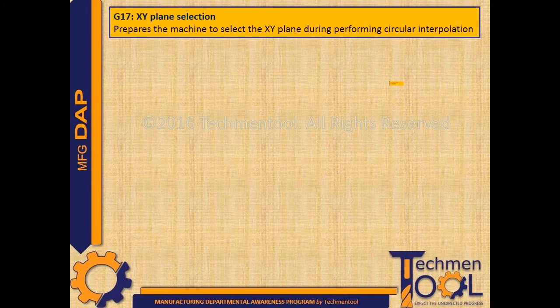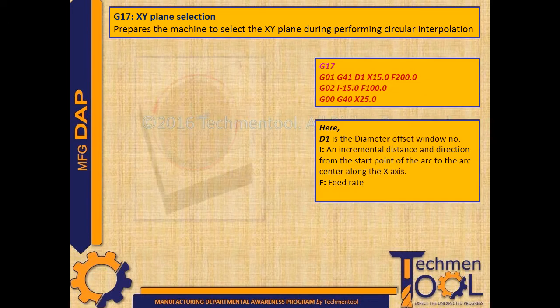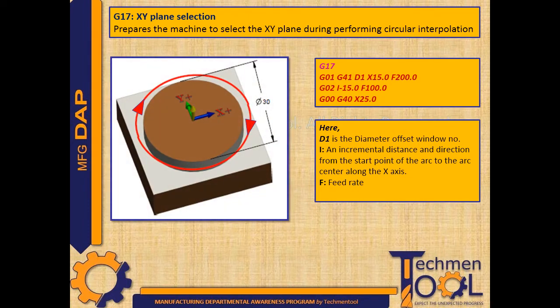G17 XY plane selection. This code prepares the machine to select the XY plane during circular interpolation. In this sample program, after mentioning the G17 code for XY plane, the machine selects the plane and circular interpolation starts. Here, D1 is the diameter offset window number. I is the incremental distance and direction from the start point of the arc to the arc center along the X-axis. F is the feed rate.